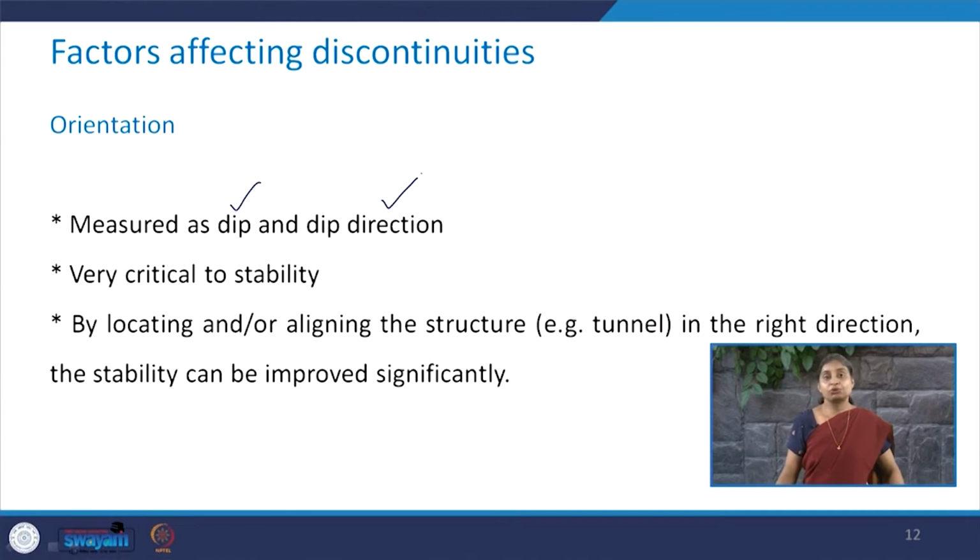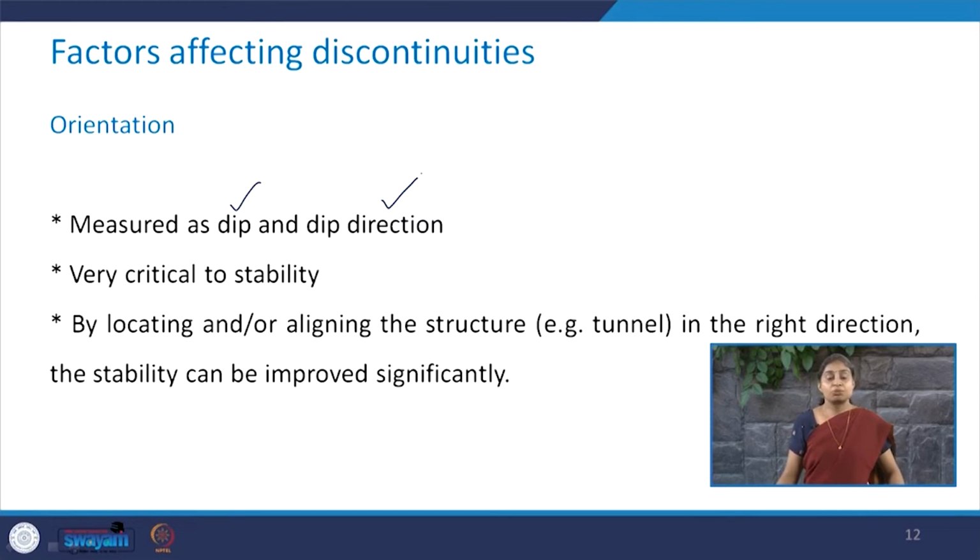I have also shown you how critical the orientation of these discontinuities is to the stability of any structure, whether that is tunneling, slope stability, or foundations on rock mass. By locating and by aligning the structure in the right direction, the stability can be improved significantly.